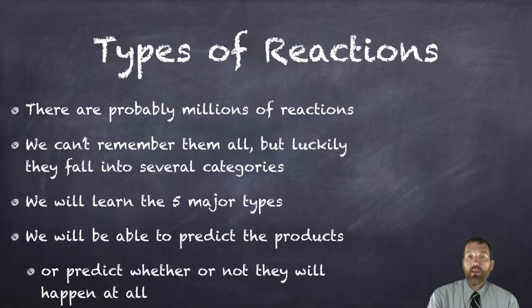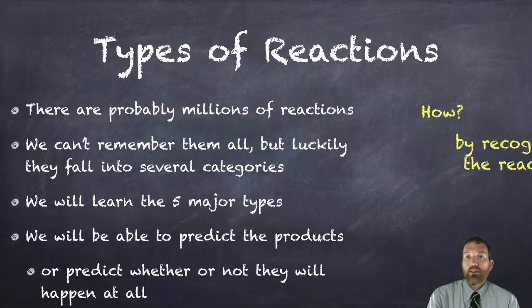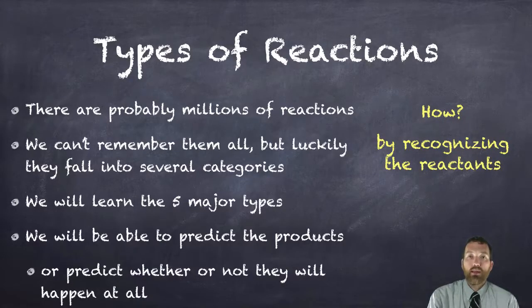So you can't just mix any old chemicals together and get a chemical reaction. Sometimes it doesn't work, and we're going to learn why. So how are we going to do this? We're going to do this by recognizing the reactants.